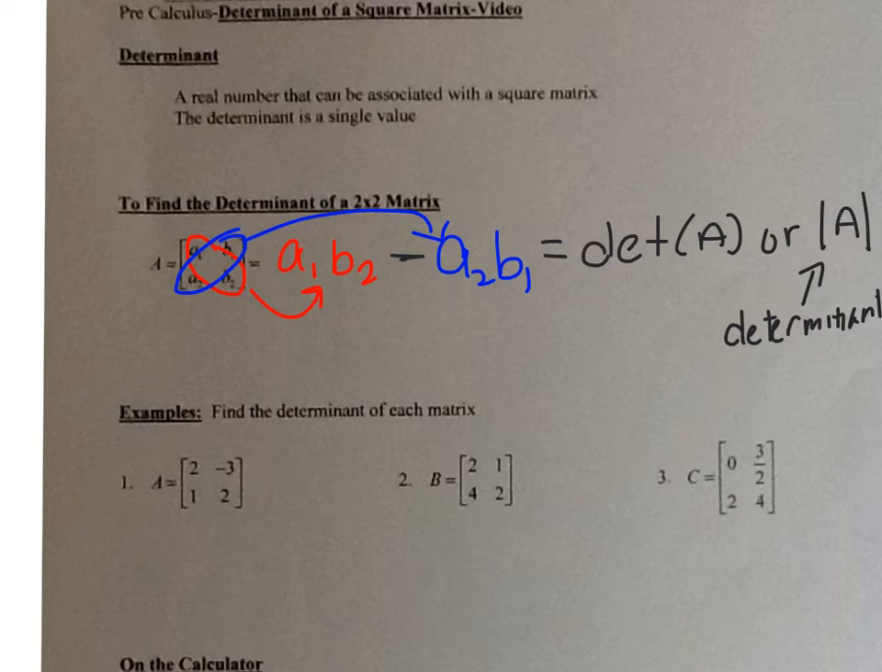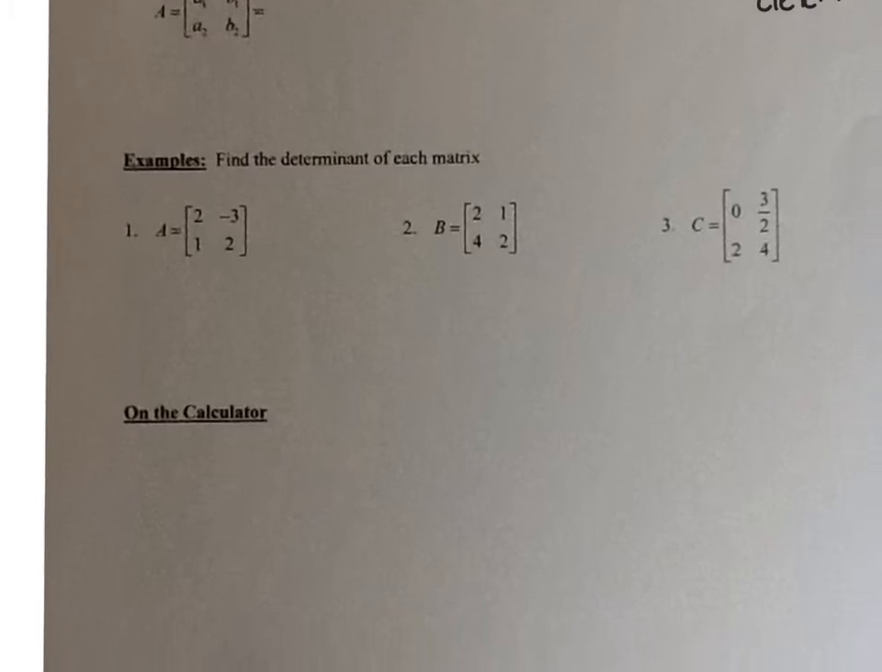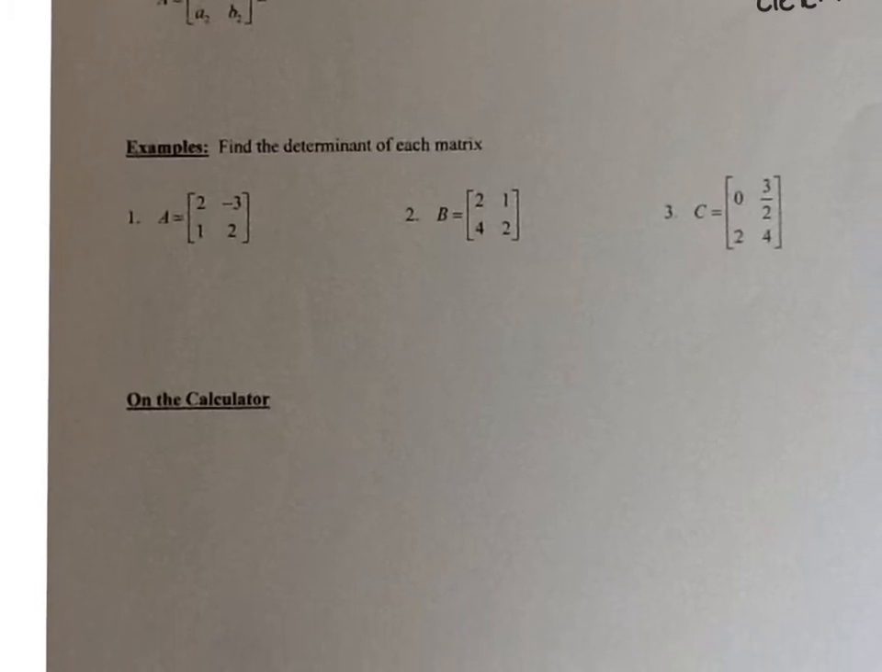Okay, so let's take a look at the examples. The examples say to find the determinant for each of the matrices. All right, so the determinant for A is going to be 2 times 2 minus 1 times negative 3. So the determinant for matrix A is 4 plus 3, which is equal to 7.